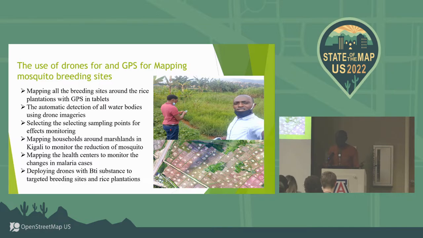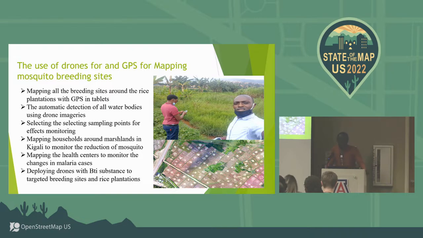So the idea was to find the possible locations of breeding sites. We use drones to map all the possible breeding sites, so that we can detect all of the mosquito breeding sites, especially the water bodies all around the marshlands. We take GPS points of all the possible locations of water bodies.